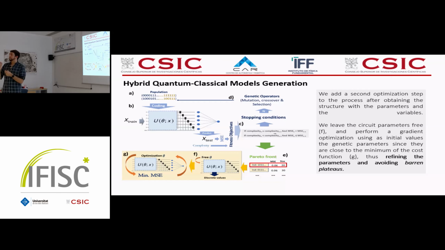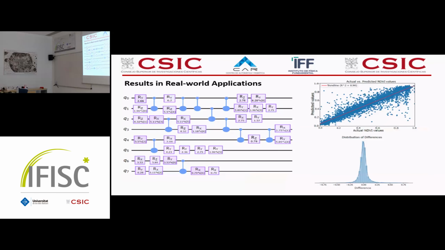So with this step, what we are doing is improving the parameters while avoiding the barren plateaus, because we already have parameters that are very close to the minima. They are discrete values, so we probably are not in the minima, but we are very close, and the structure is the proper one that we obtained from the genetic algorithm. So finally, we refined the parameters and avoided barren plateaus with this two-step optimization, the first genetic and the second gradient. And this is the circuit that we obtained.